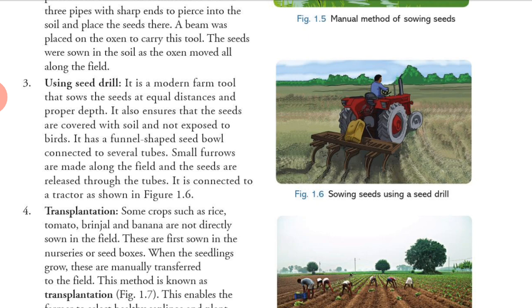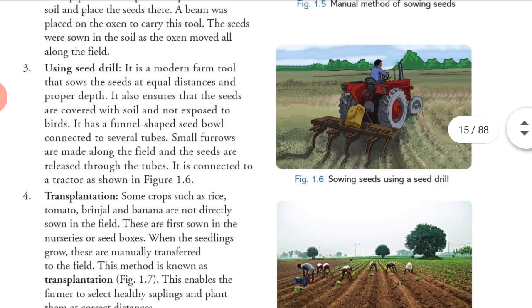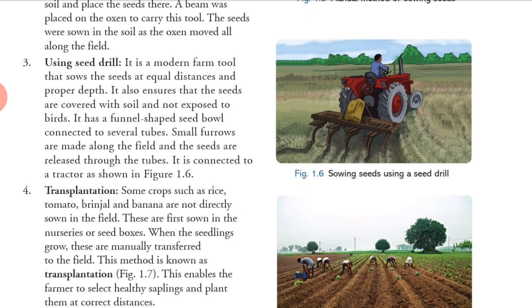Using a seed drill, you can see, is another method of sowing the seeds. It is a modern farm tool that sows the seeds at equal distances and proper depth. It also ensures that the seeds are covered with soil and not exposed to birds. It has funnel-shaped seed bowls connected to several tubes. Small rows are made along the field and the seeds are released through the tubes. It is connected to the tractor. You can see in the figure also.